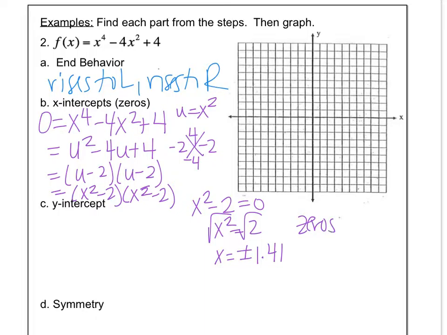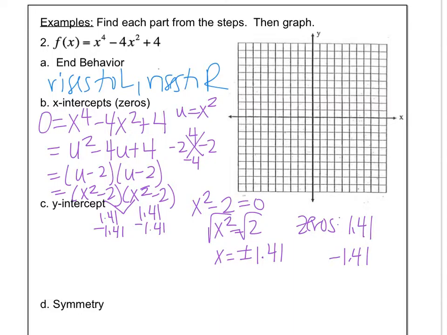The question is, what's the multiplicity of these? 2. Look at your two factors there. It's 2. Aren't there two of those same factors? So isn't the one on the left going to give me 1.4 and negative 1.4? And isn't the one on the right going to give me 1.4 and negative 1.4? So how many times does 1.4 happen?